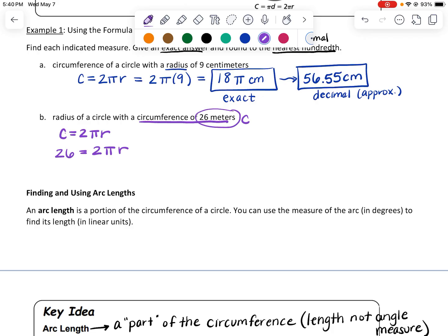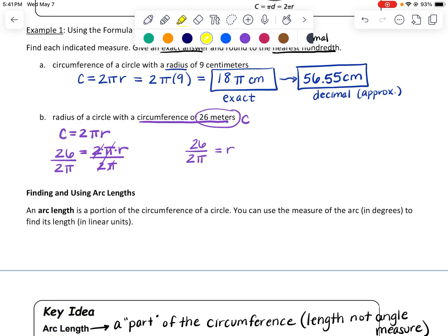So we're going to get rid of everything to get r by itself. And everything is getting multiplied. So to undo multiplication, we're going to do division. So I'm going to divide by 2 pi on both sides. So these cancel. And I'm just going to rewrite this. 26 over 2 pi is equal to the radius.